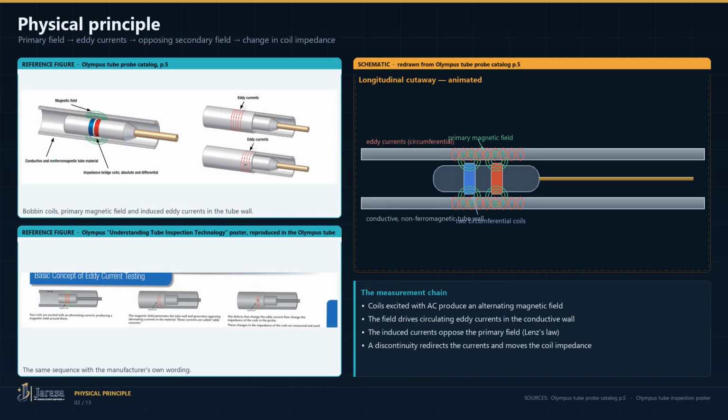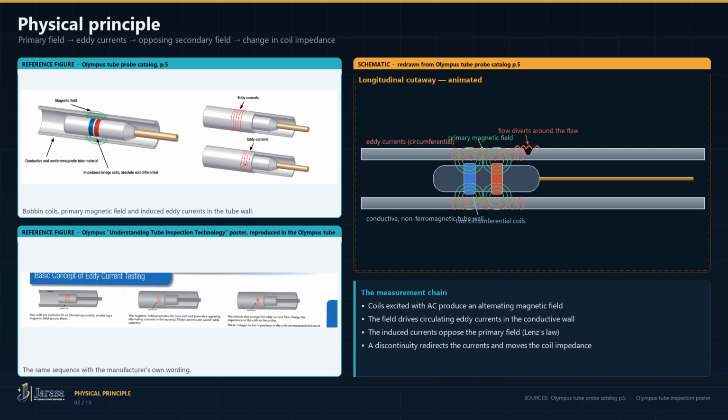The physics is on the left, from that same catalog. A bobbin probe carries two circumferential coils driven with alternating current. Those coils produce an alternating magnetic field. Where that field penetrates a conductive tube wall, it drives circulating eddy currents. By Lenz's law, those currents generate an opposing secondary field, and that opposition is what the coil feels as a change in impedance. On the right is a schematic redrawn from the figure.